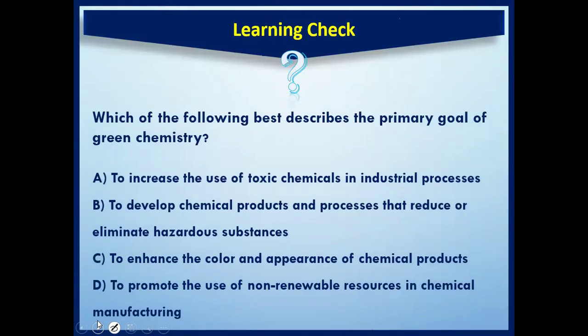So now it's time for the learning check. Please read the question displayed on your screen and think about its correct answer. Which of the following best describes the primary goal of green chemistry? A. To increase the use of toxic chemicals in industrial processes. B. To develop chemical products and processes that reduce or eliminate hazardous substances. C. To enhance the color and appearance of chemical products. D. To promote the use of non-renewable resources in chemical manufacturing.